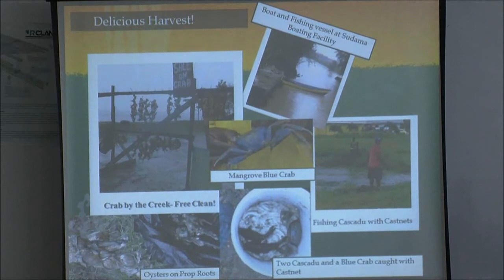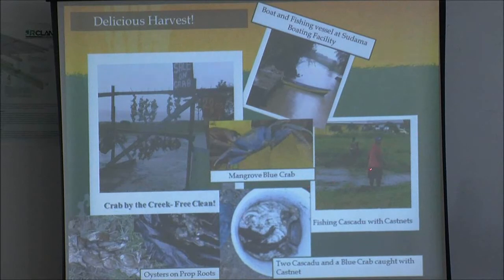So a more sustainable form of harvesting oysters, which by all means you should know, they're delicious, but they bioaccumulate toxins and heavy metals, is to go into the mangrove, take the large ones off, leave the properties intact, leave the little ones intact. So they have room to grow and they have habitat to grow on.